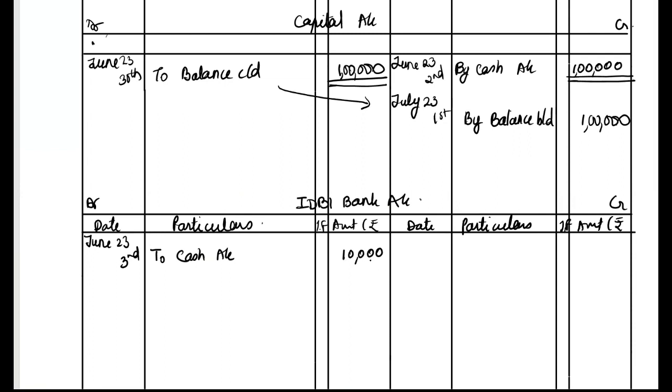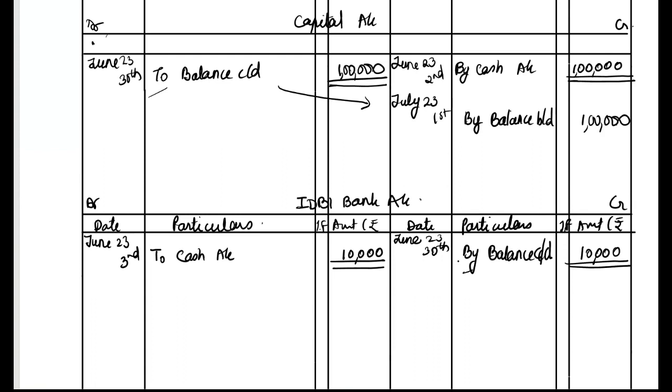Next is now the IDBI bank account. If you see, the debit side is 10,000. On the credit side, there is nothing. Fine. Since I have to close this particular account, I have to write on this side to make it equal. So on 30th June, I'm going to write by balance carried down. Now, whichever side I'm writing, I'm going to write accordingly. Here, if I'm writing on the debit side, I write 'to'. Here, I'm writing on the credit side, so I write 'by'. So by balance carried down 10,000. Close this account.